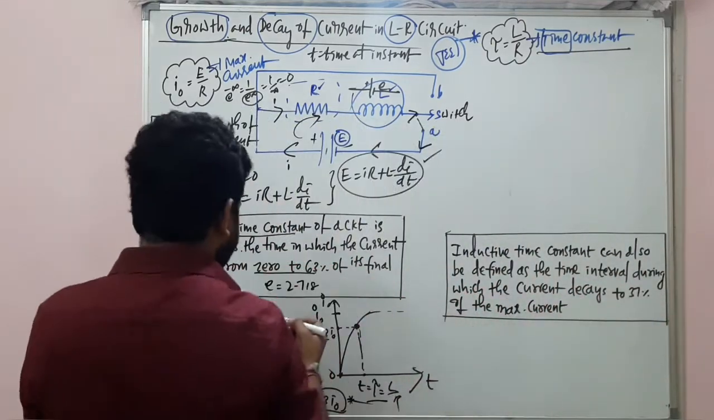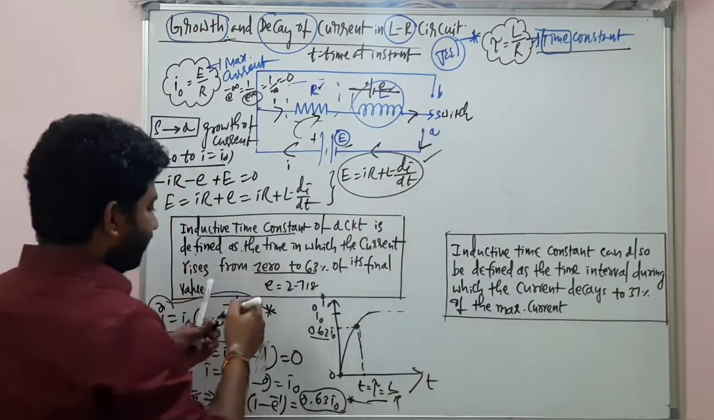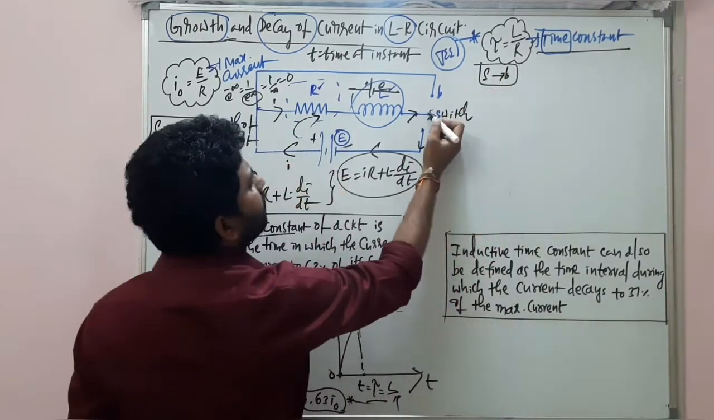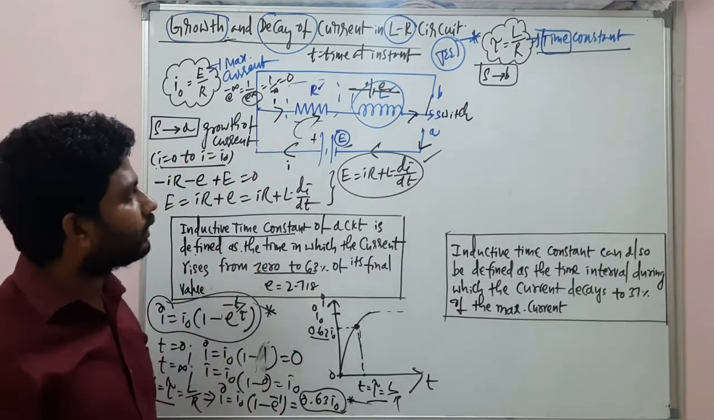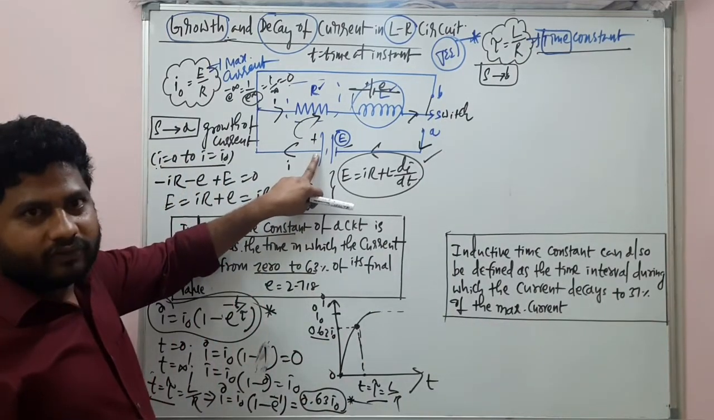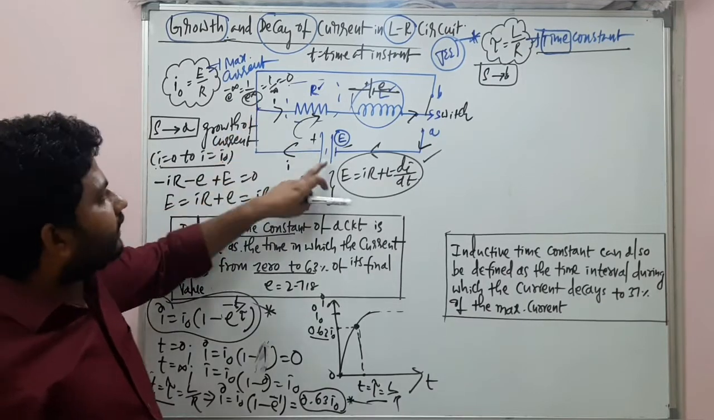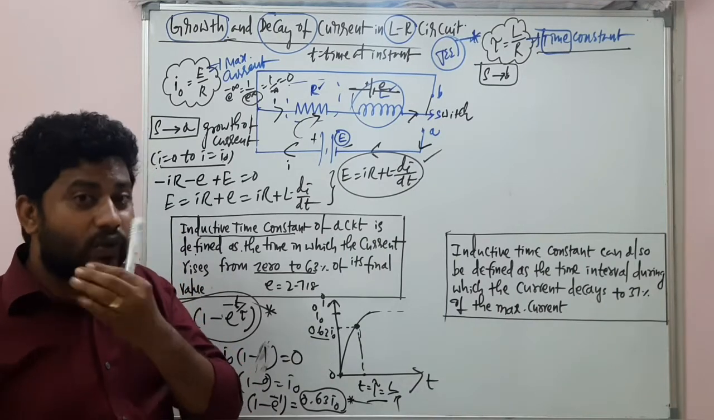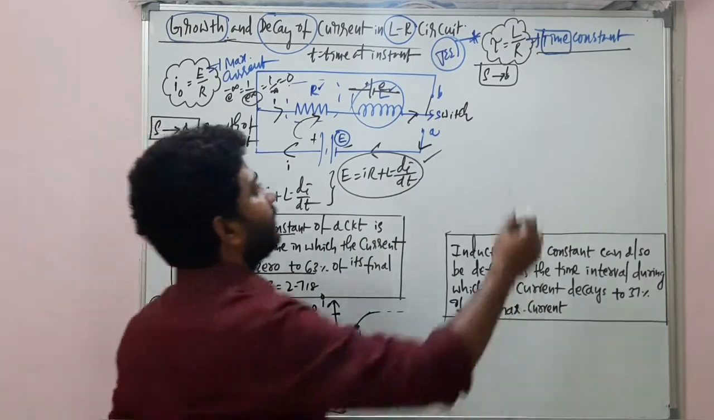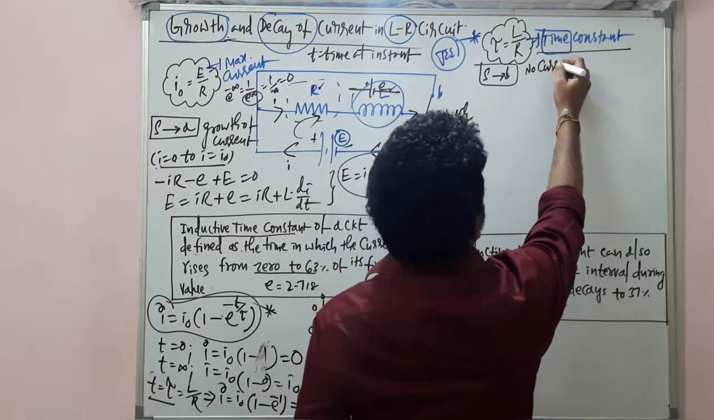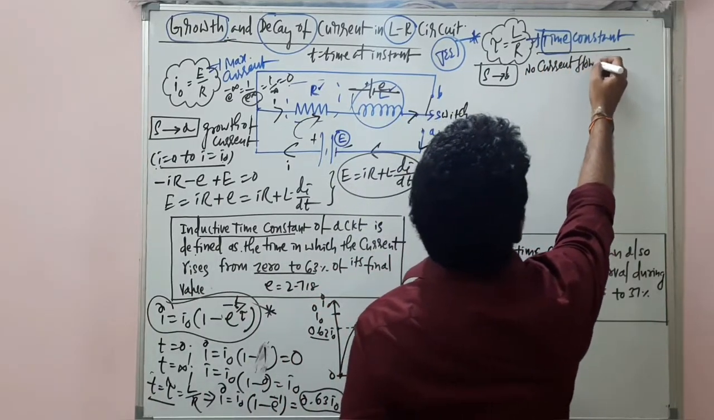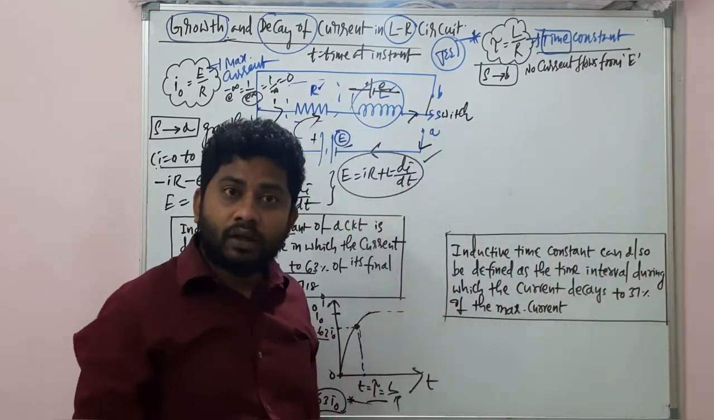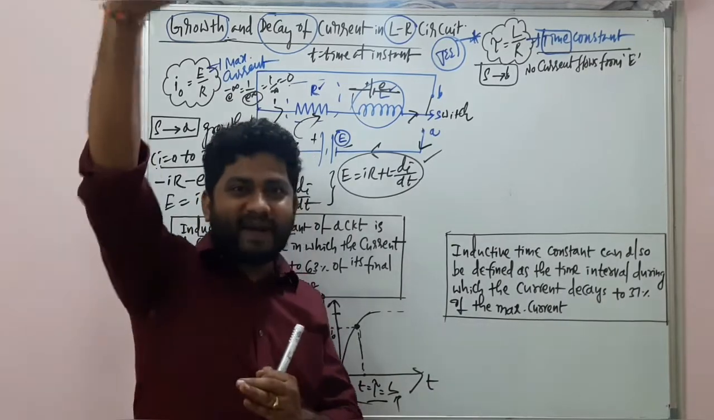So for decay of the current, what I'm going to do here is, now my switch I've connected to B, right? When the switch is connected to B, what happens here? Positive terminal of the battery is connected to one end and the negative terminal is not connected to anywhere. So that means no current flows from external source. But already the current value has reached the maximum in the circuit.